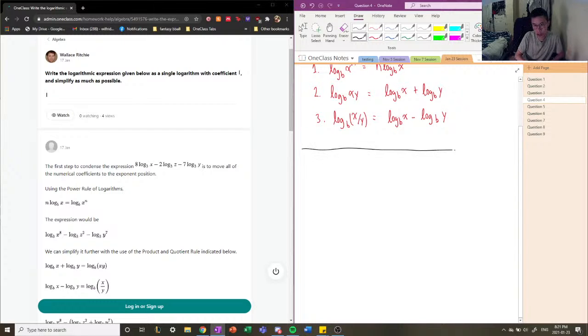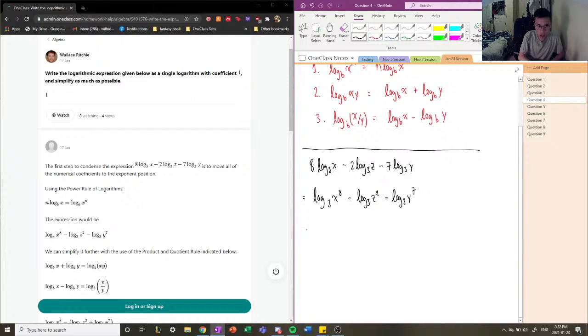So let's write our expression again. We have 8 times log base 3 of x minus 2 times log base 3 of z minus 7 times log base 3 of y. The first thing we're going to do is use the power rule. We're going to take all the constants multiplying our logarithmic expressions and move them up to be the exponents. So we have log base 3 of x to the power of 8 minus log base 3 of z squared minus log base 3 of y to the power of 7.